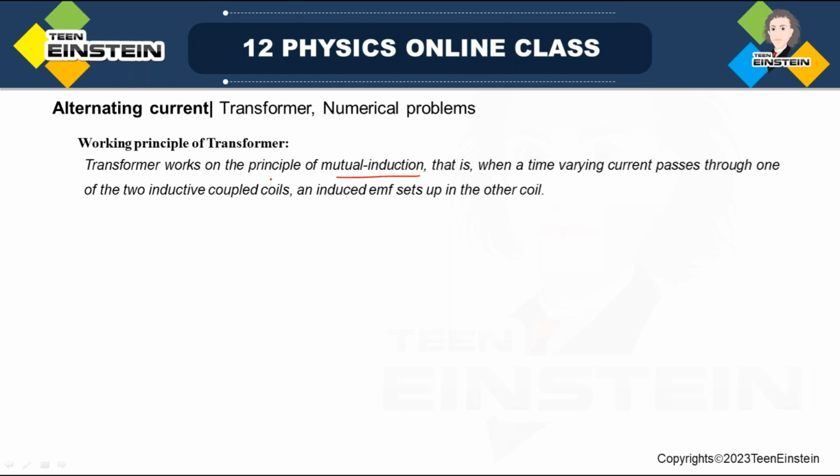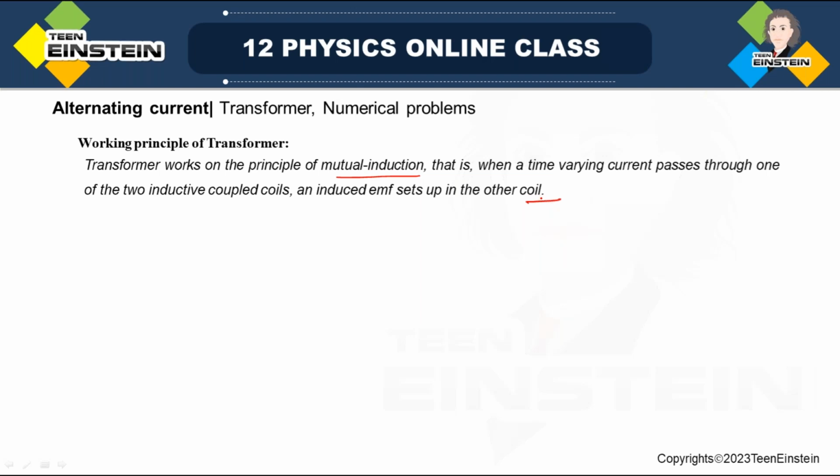So the transformer works on the principle of mutual induction, that is, when a time varying current passes through one coil, these two coils must be inductively coupled. When a time varying current passes through one of the two inductively coupled coils, an induced EMF sets up in the other coil. So this is the working principle.